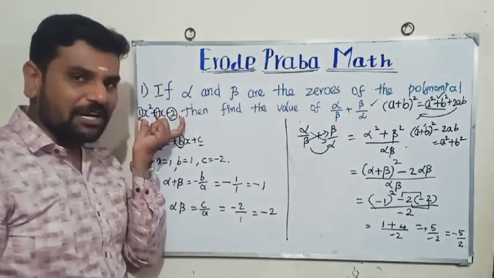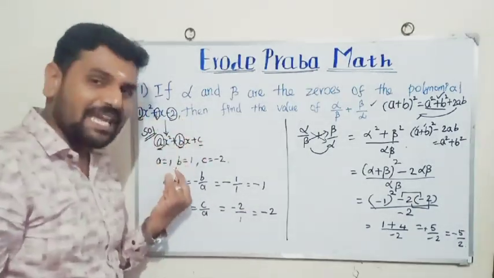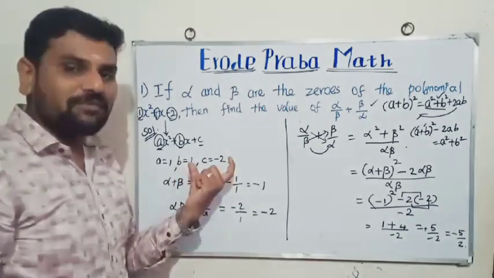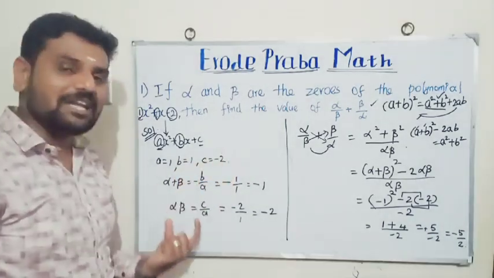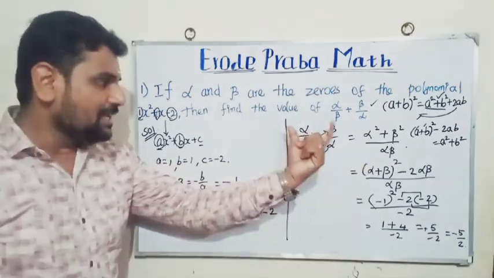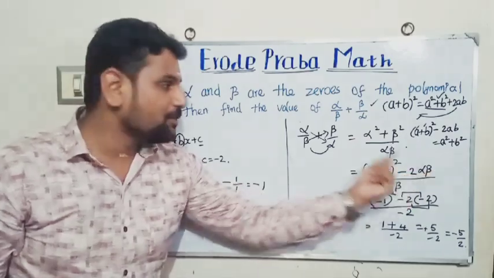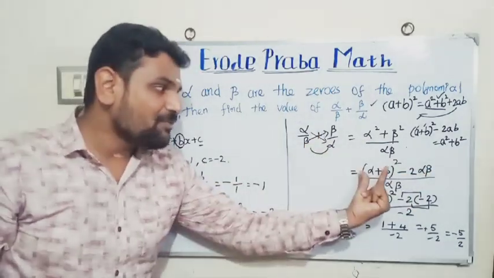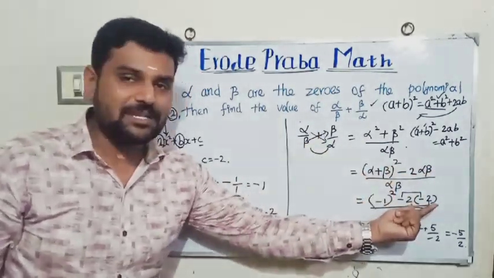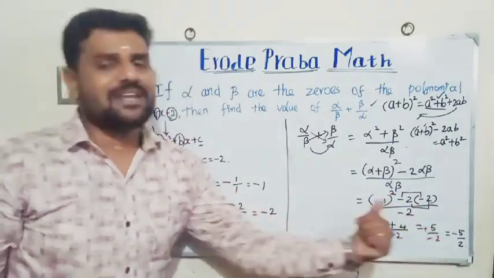So listen. Here we have a quadratic polynomial. We need to compare it with the general quadratic form and write what a, b and c are. Then we need to write alpha plus beta and alpha into beta, to substitute these values in this. We have written it in the form of alpha plus beta and alpha into beta. So alpha plus beta is equal to what and alpha into beta is equal to what, we need to apply these values here. We have brought minus 5 by 2 as the answer.